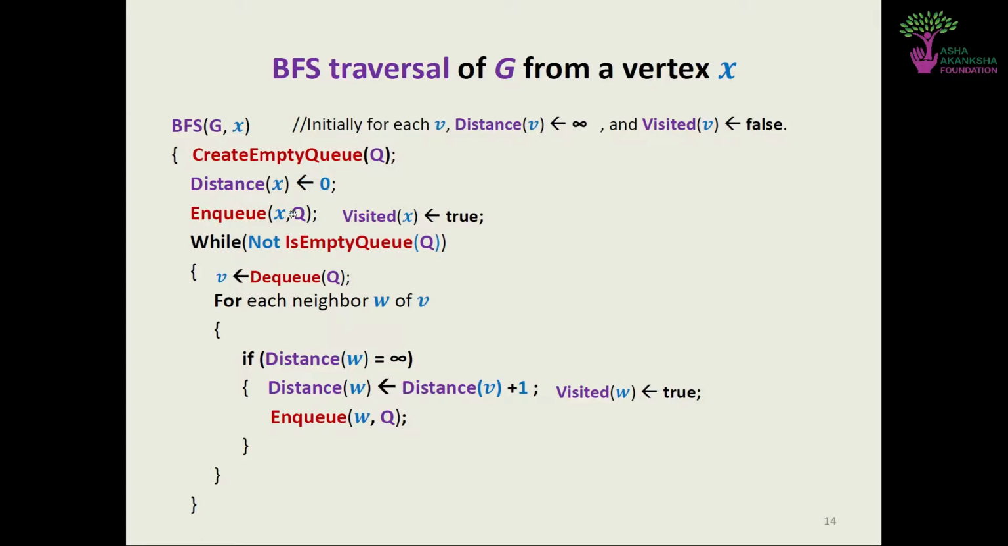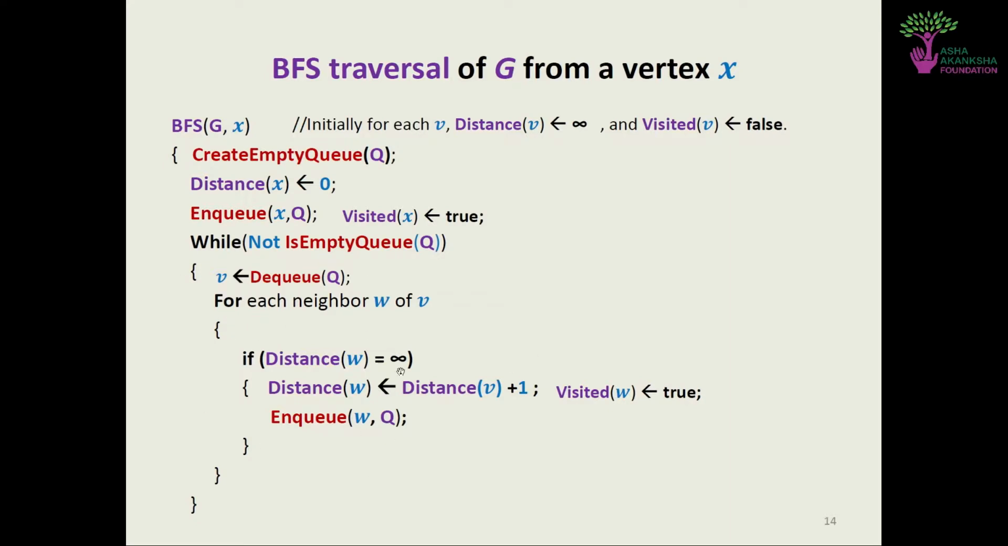Then we add it to our queue. Enqueue is the function for adding a vertex to our queue. So we are adding the vertex x to our queue. Since we are adding it to our queue, we can also say that this vertex has been visited, so we assign it true. Now, while the queue is not empty, while the queue still has elements, we will perform this block.